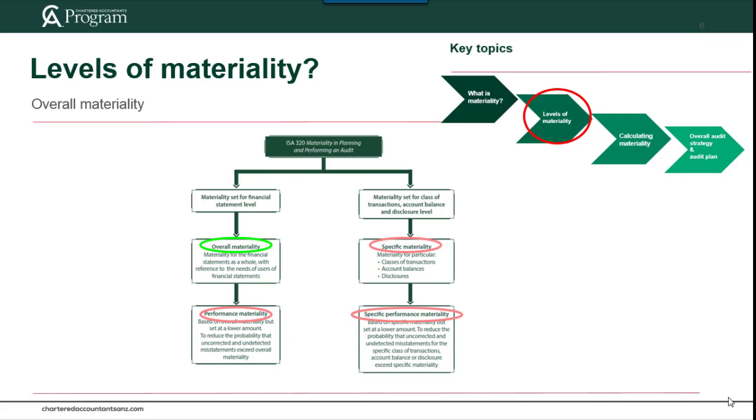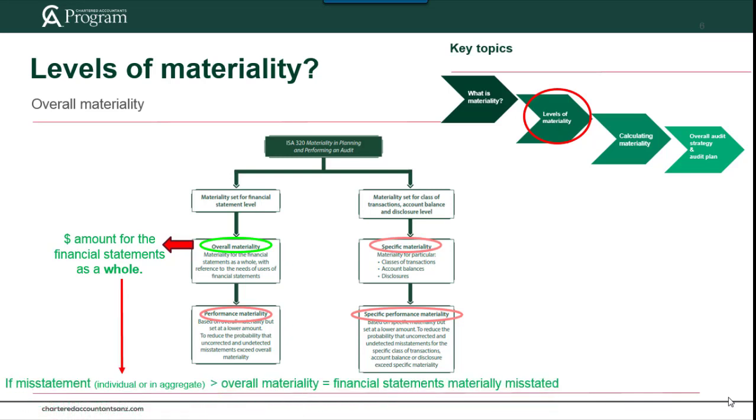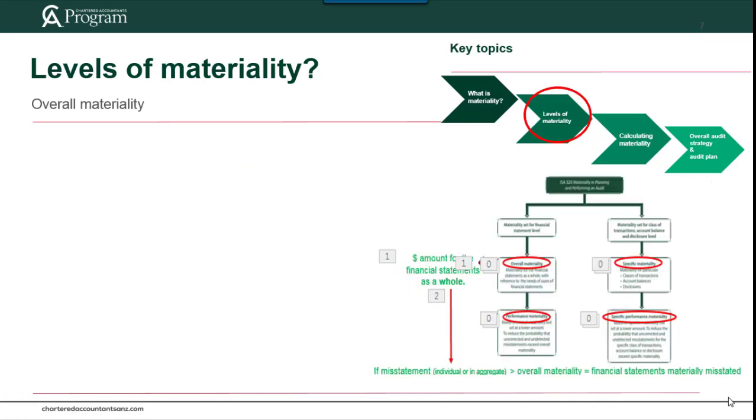Overall materiality refers to the dollar amount that the auditor sets for the financial statements as a whole. Any misstatement, individual or in aggregate, which is above overall materiality, would result in the financial statements being materially misstated. To determine overall materiality, a numerical threshold, benchmark, is used as a starting point. A percentage is then applied to the chosen benchmark to determine overall materiality. The benchmark and the percentage to be applied are both based on the auditor's professional judgment.